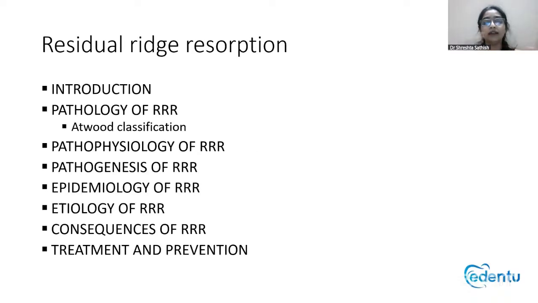I have divided it as 3 sections. So first we'll be covering the topics of CD, then we'll be moving on to RPD, and then we'll be going to FPD and implants. Okay, so in FPD, we'll be discussing tooth related and implant related. So we'll be discussing that simultaneously.